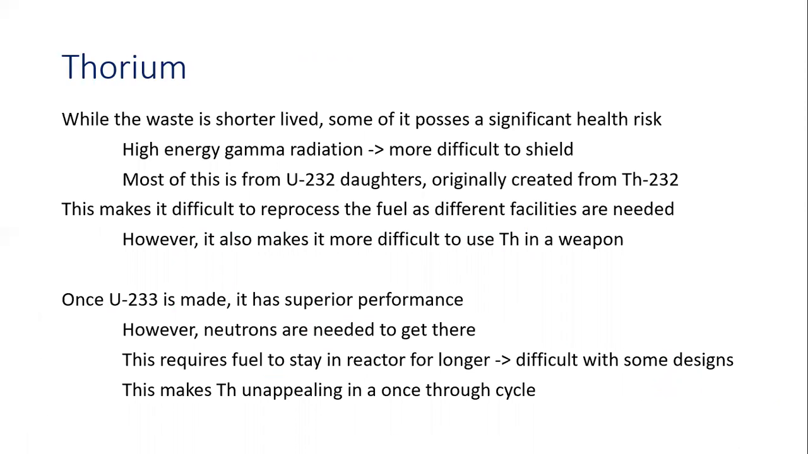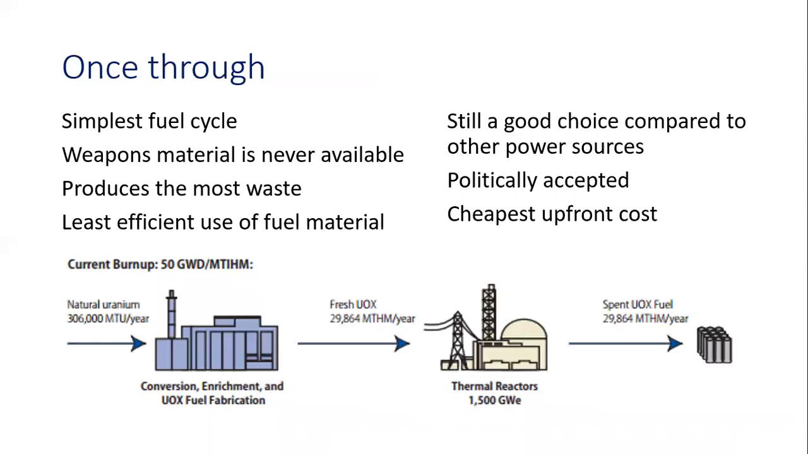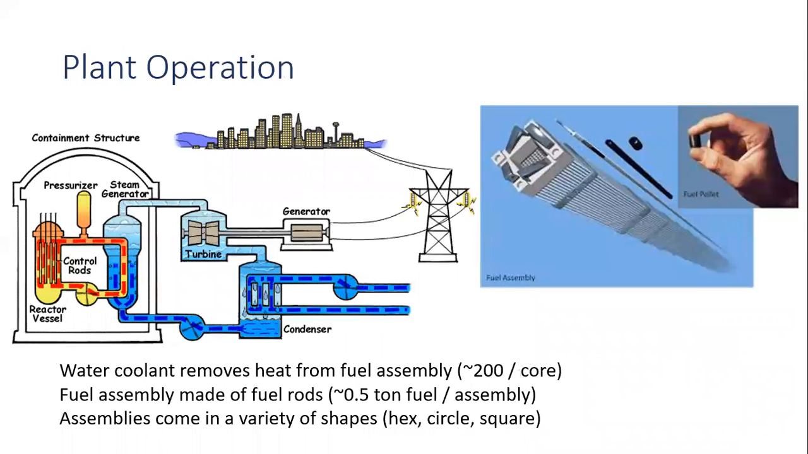While the waste is short-lived, some of it has possibilities of significant health risks, high-energy gamma radiation, and more difficulties in shielding. This is the simplest layout diagram of a nuclear power plant.